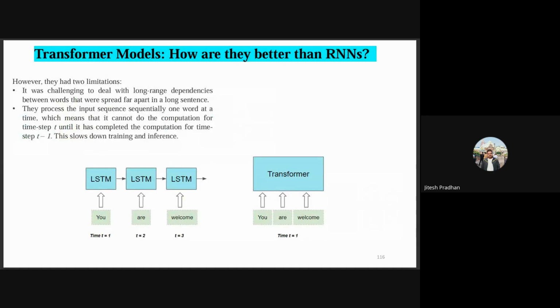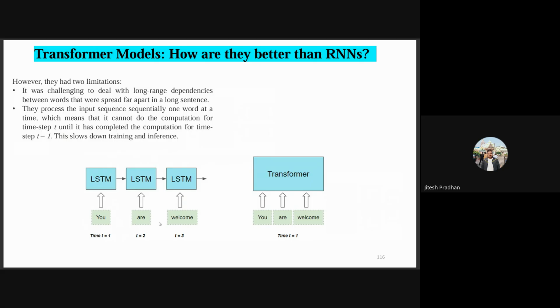Now, how are transformer models better than RNNs? Can you tell me why they are better than RNNs? In the case of an LSTM, at T1, at T2, at T3, whatever output is generated is given as input to the LSTM. So there will be no dependency upon the word now, and it was challenging to deal with long-range dependency between the words.